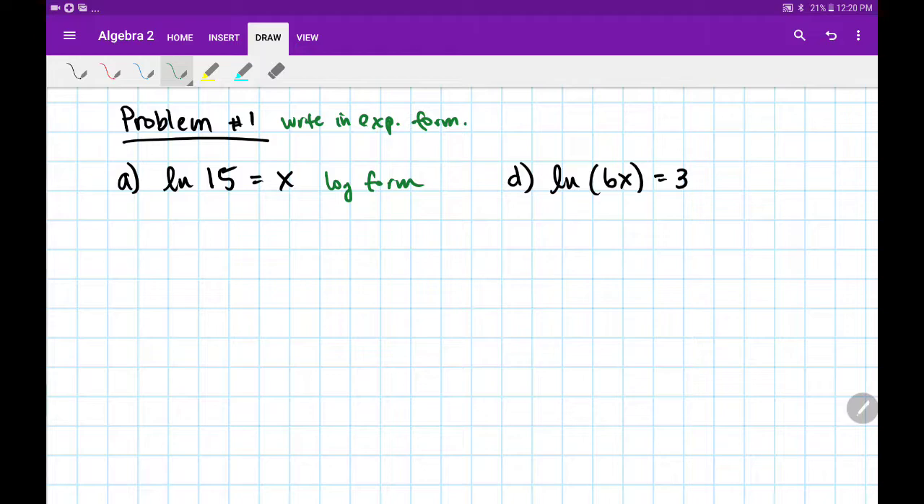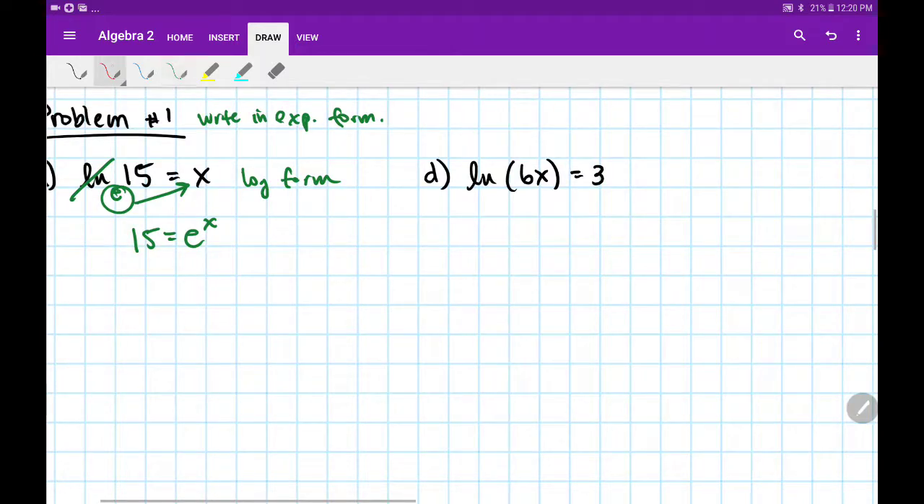So to go into exponential, what word should not appear in the next step? Well, if I'm going into exponential form, the ln shouldn't appear. So we cross it out, write in your invisible base, which is e, and now we'll follow the pattern. Bring down the 15, set it equal to base to the power x.